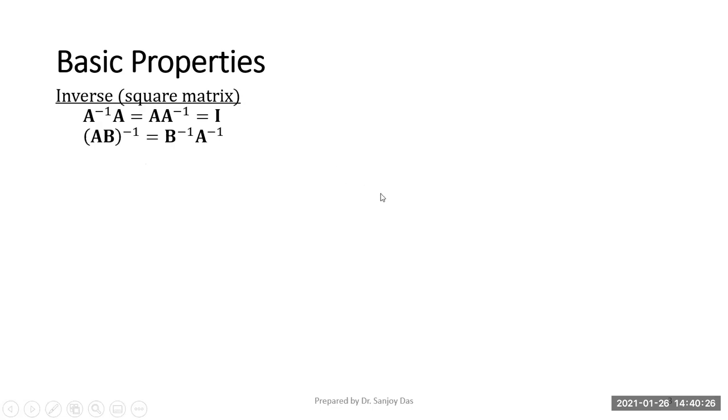(AB) inverse equals B inverse A inverse. Remember this. The matrices A and B change positions. (AB) inverse is B inverse A inverse, not A inverse B inverse.